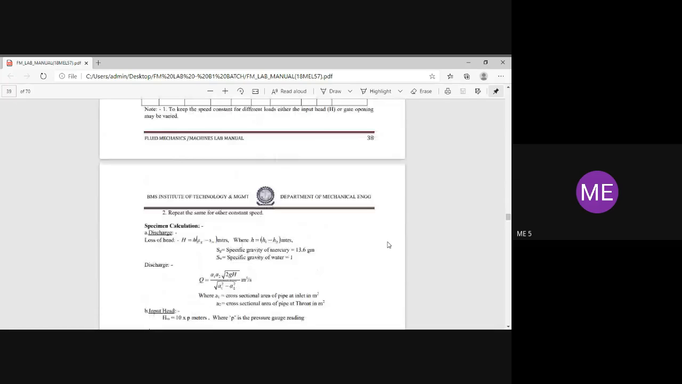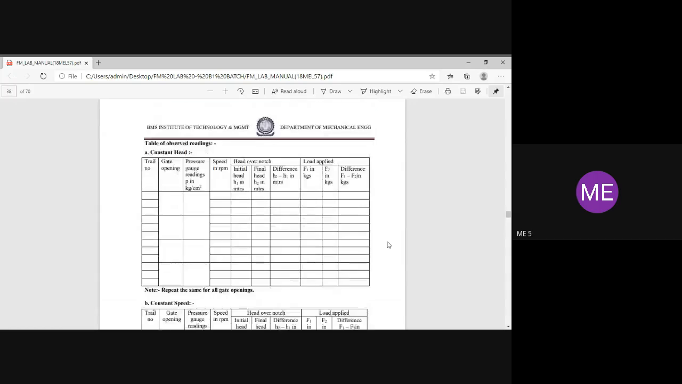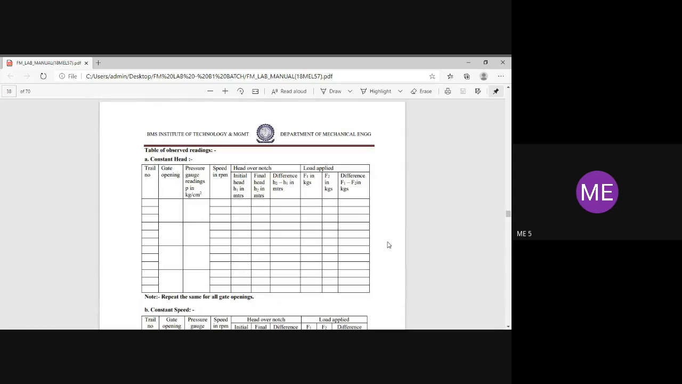Okay. First, all of you note down this constant head operation. Sorry, don't write both the tables. First, you write this table, the constant head table, to perform the experiment on Pelton wheel.